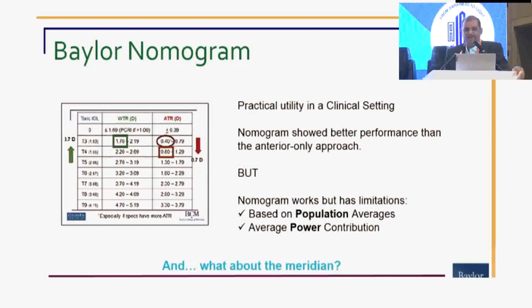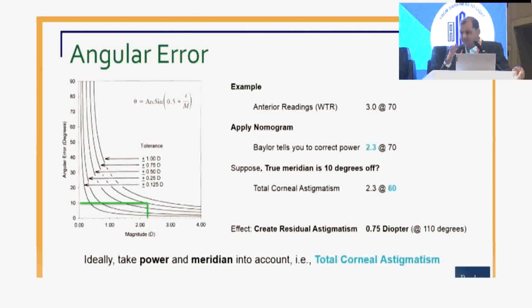For the meridian consideration, suppose you apply a nomogram, suppose the angular effect. This Barrett Toric nomogram applied to a patient who has a WTR of 3 diopters at 70 degrees. Actually it should go to 2.3 at the 70 degree. But suppose when you are measuring it, it is 2.3 at the 60 degree. So the meridian power was not taken care of.